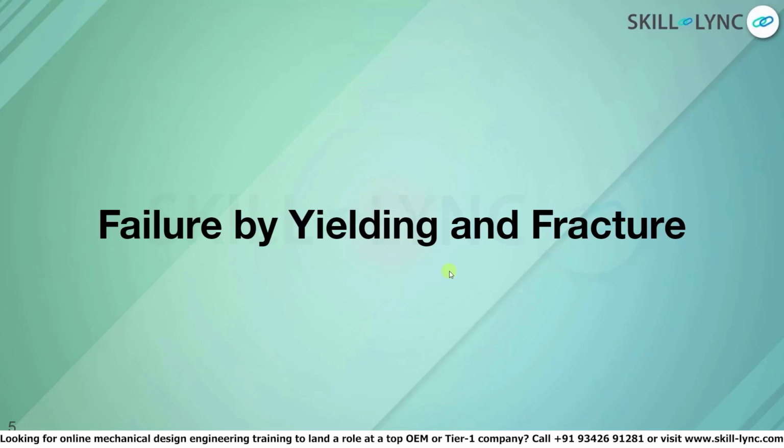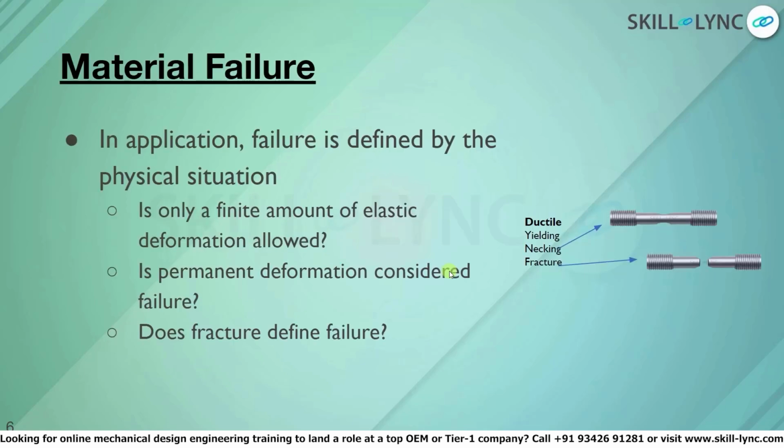Let us go into the first topic, which is failure by yielding and fracture. So in applications, failure is defined by the physical situation. Sometimes, as an engineer, we have to understand what failure is and how we can define failure for certain applications. At times, a small amount of elastic deformation can be considered as failure because it's crossing the yield stress.